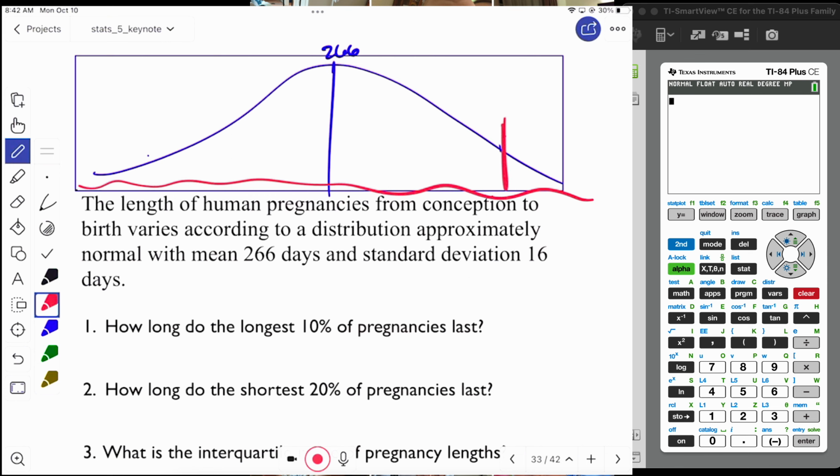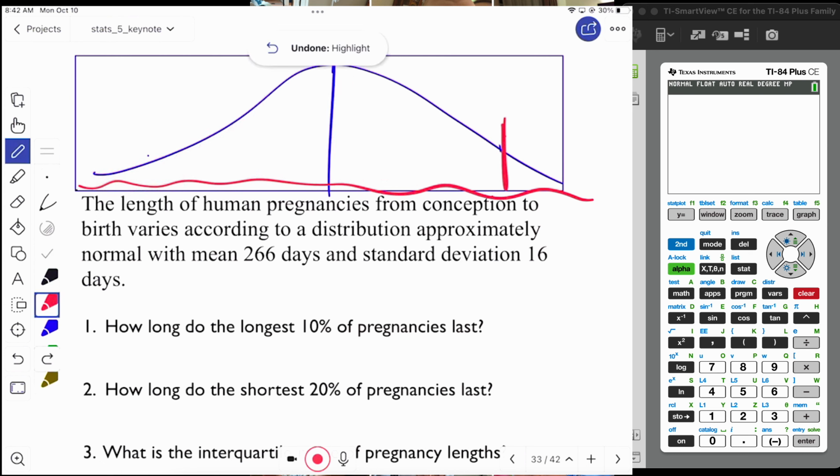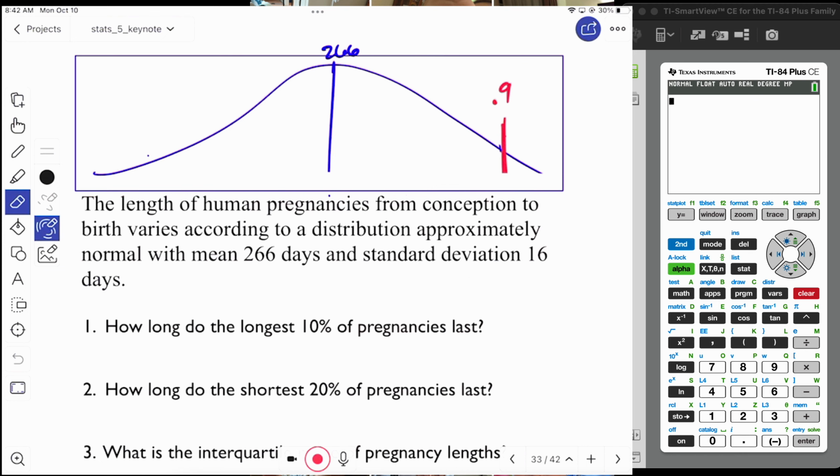So that means that if we were to consider the area under this curve, how many of these are accounted for, it would be approximately 90%, right? So that's what the longest 10% is. If it was the shortest 10%, we would consider it to be over this way, for example, but for this problem, we want the longest 10%, so I'm going to mark it there. Now, how can we use this to find what we want? This is approximately normal, so we want a z-score.